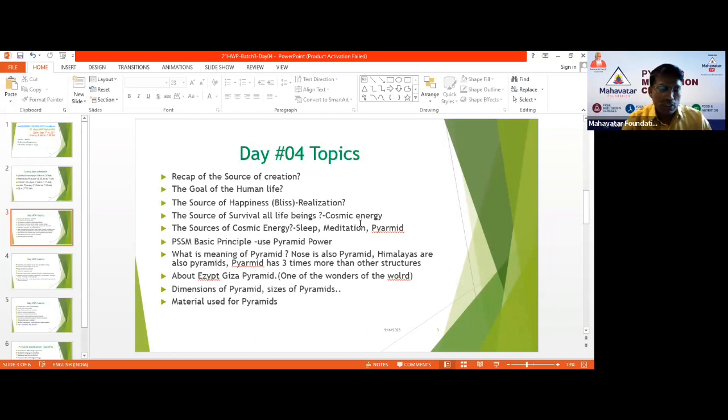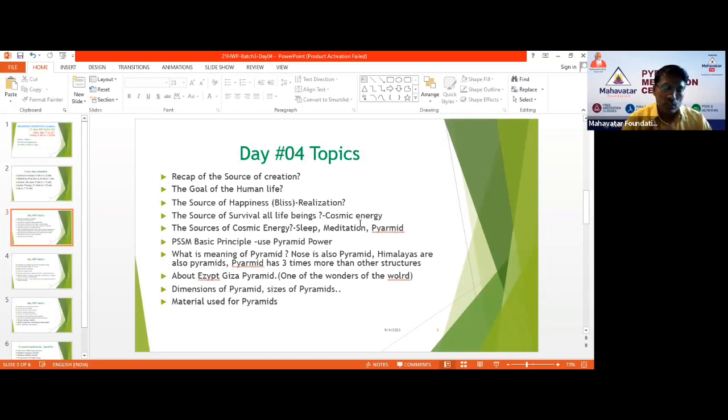So friends, pyramid is divided into two words, pyra plus mid. Pyra means fire. Mid means in the middle. So whatever the structure, it has got a huge amount of fire, a huge amount of cosmic energy at the center. That is called pyramid.